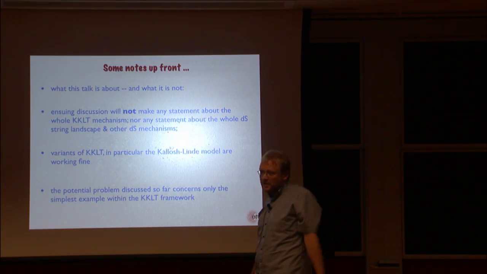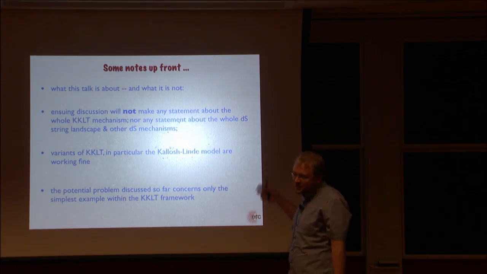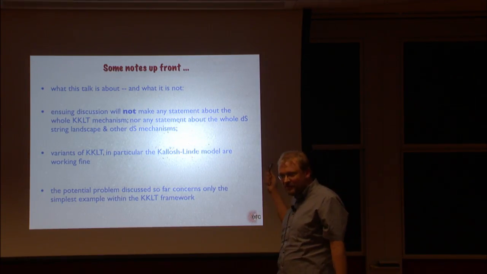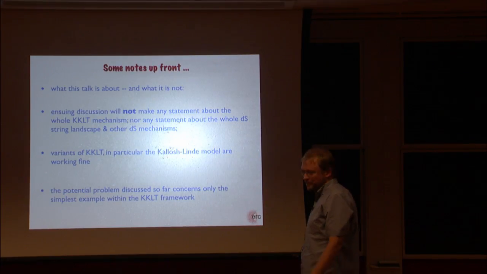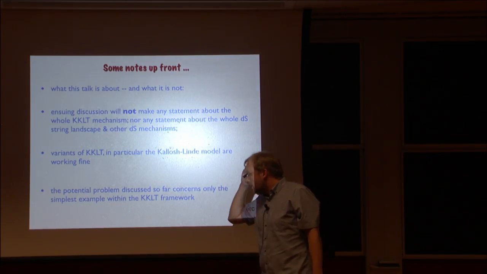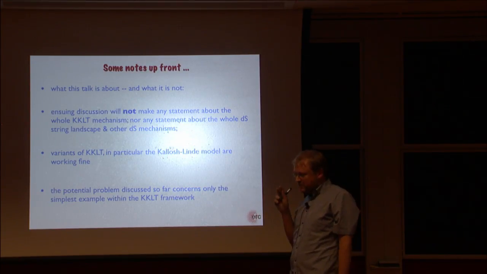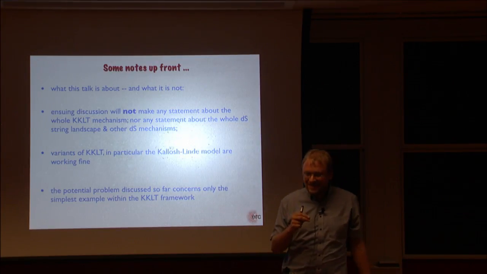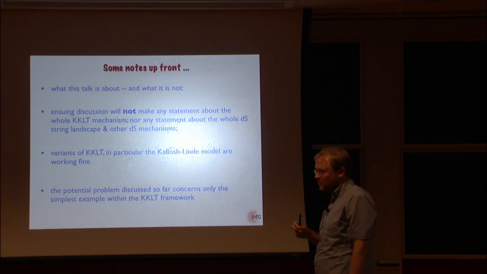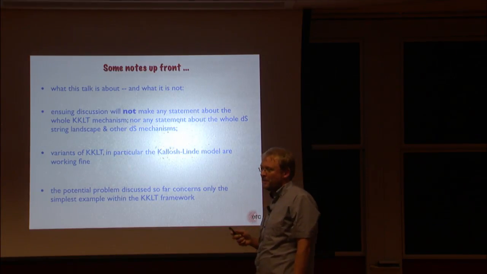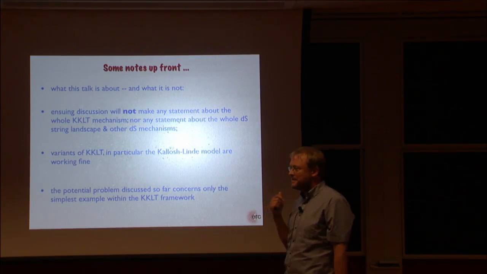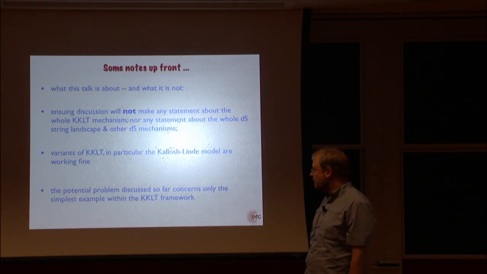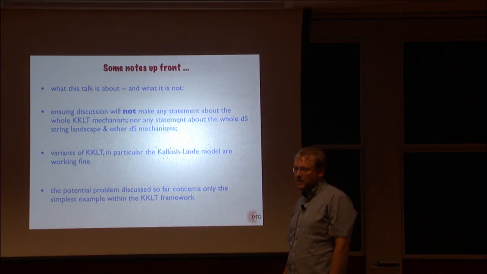There are variants of KKLT that will still work even if the discussion I'm showing has merit. For instance, the Kallosh-Linde variant of KKLT is fine, as you will see. And the possible problem that I'm going to discuss so far concerns only the very simplest example of the KKLT mechanism, which is essentially living on a Calabi-Yau manifold with a single volume modulus and a single source of gaugino condensation, so a single stack of D7 branes. Only for that case will I make my discussion.